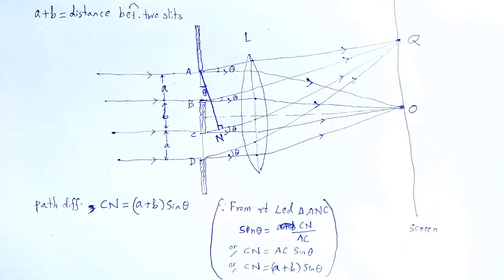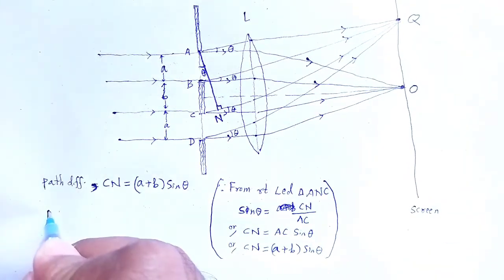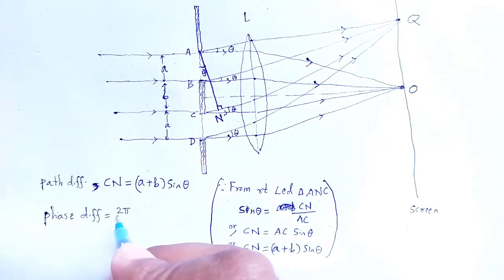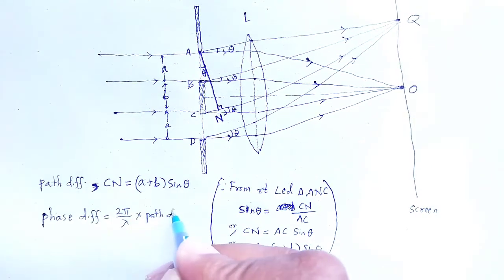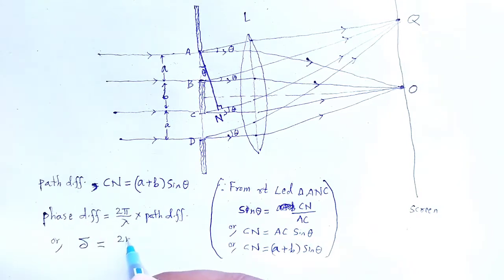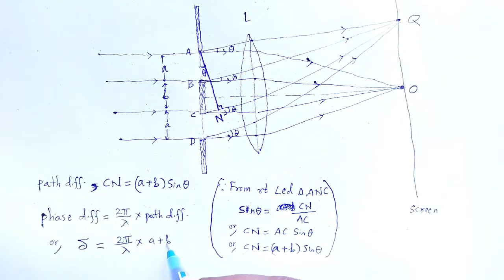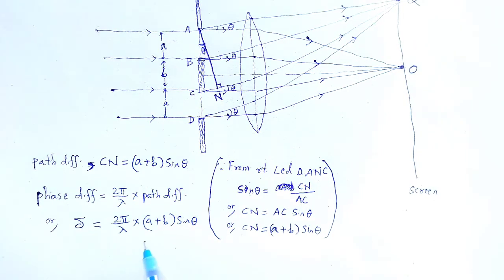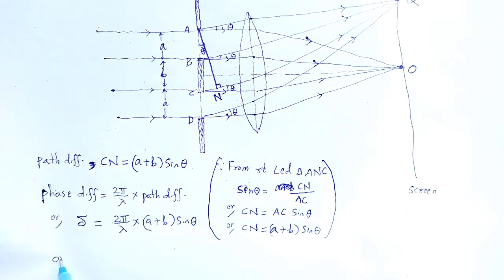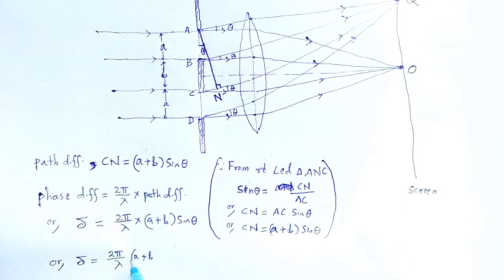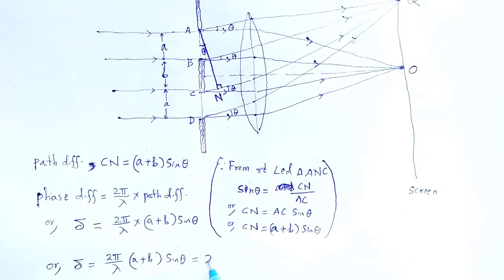Now, the phase difference between them is equal to 2 pi by lambda into path difference. That will be the relation between phase difference and path difference. Let us say phase difference delta is equal to 2 pi by lambda into path difference (a plus b) sin theta, which we take as 2 beta. So delta is equal to 2 pi by lambda (a plus b) sin theta, which is equal to 2 beta.